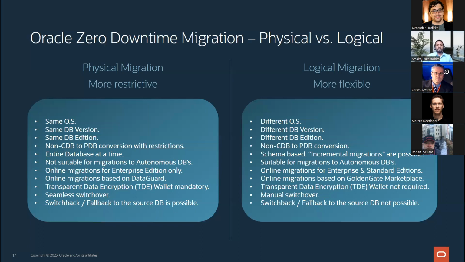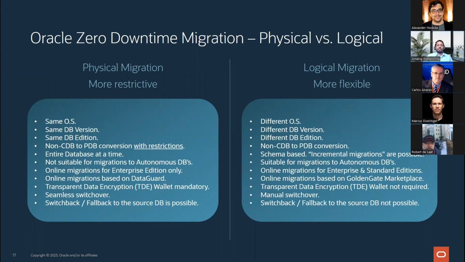You must do a manual switchover, because at some point in the migration you are going to switch the applications from the source database to the target database. Finally, the switchback or fallback is not possible, at least not per se. Of course, you could build some infrastructure using another GoldenGate installation to keep the databases in sync, but that is far beyond the ZDM features.